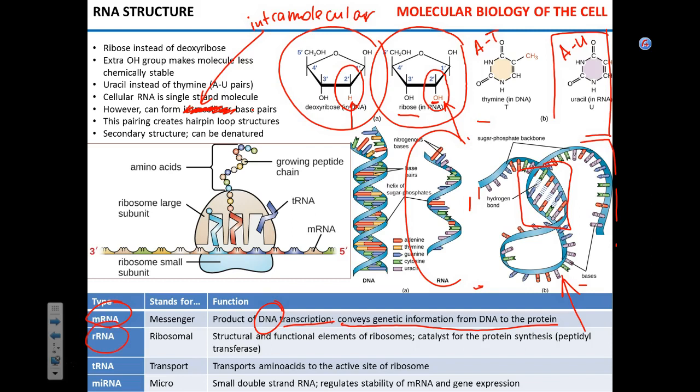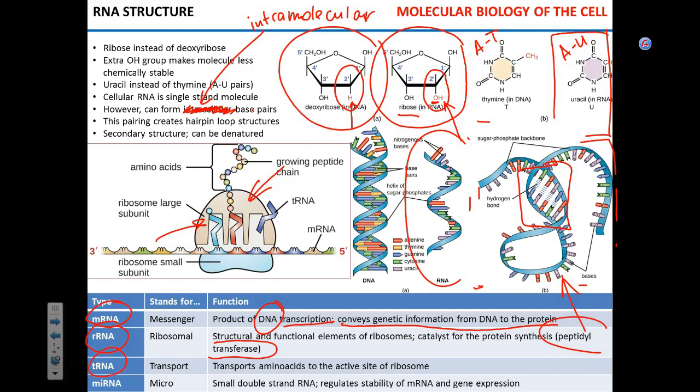Ribosomal RNA. As you can get from the name, it's the structural and functional part of the ribosome. It is actually an essential component. It's the enzyme, in this case. Ribosomal RNA serves as an enzyme. There are many ribosomal RNAs, different size. And one of them serves as the enzyme forming peptide bond.